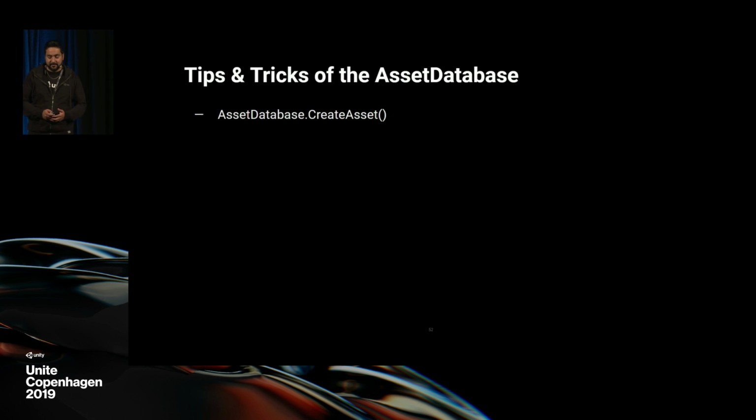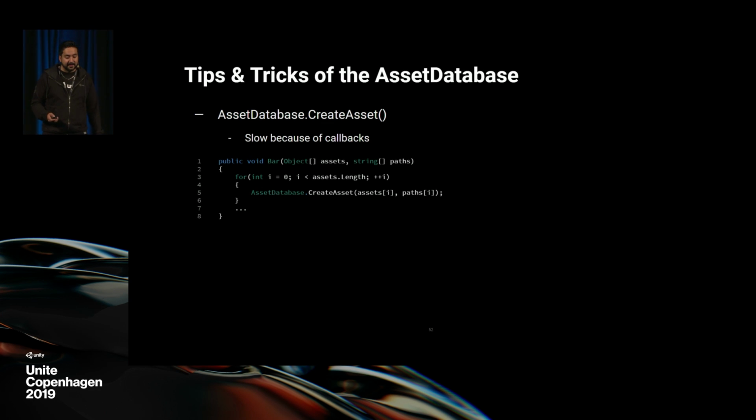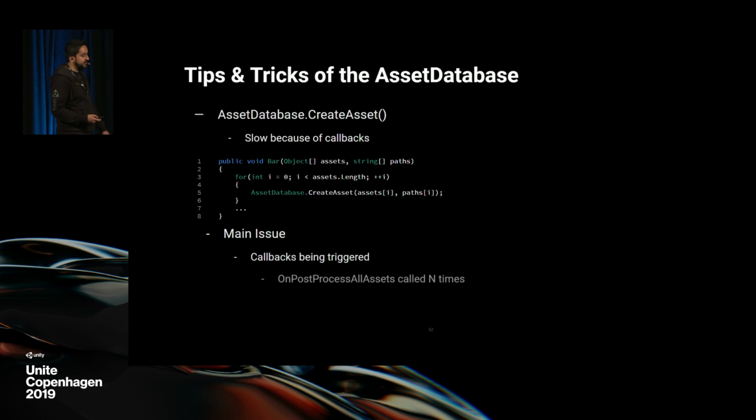Then there's something else, which is AssetDatabase create asset. Maybe you guys have experienced that this particular API could be a little bit slow, and that's because there's a lot of callbacks. So if, for example, I have many assets and I have the paths that I want to put them in, calling this API will essentially say, okay, we need to call the pre and post processors, and we need to call on post process all assets for every single creation. That means you're calling create asset, and then you're triggering all these additional code paths. And that's the main issue. All these callbacks are being triggered.